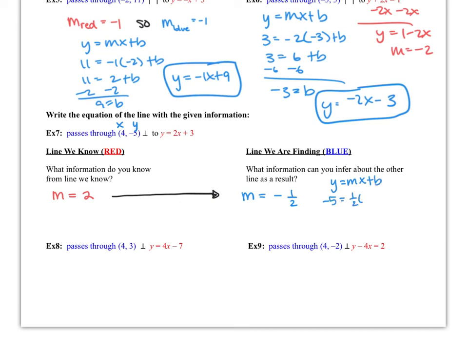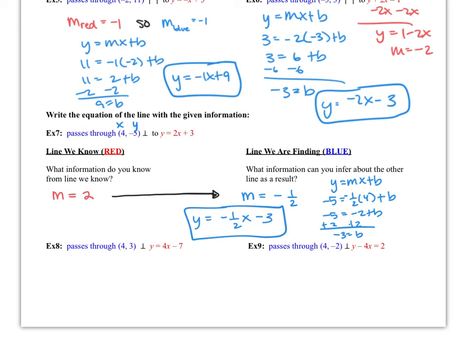So I can use this information to help me find its missing y-intercept. So -5 equals -1/2 times 4 plus b, -5 equals -2 plus b, add 2 to both sides, -3 is my b value. Now I can complete my blue equation: y equals -1/2x minus 3.